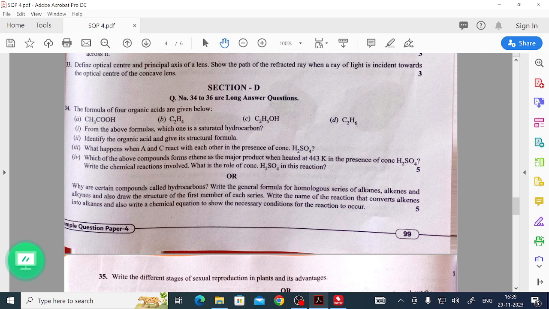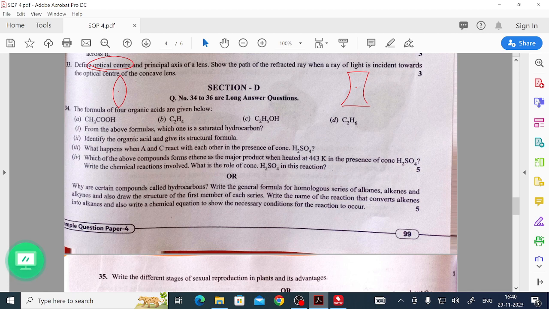Directly here itself we can solve. Direct question. Define optical center and principal axis of a lens. So the optical center is defined as the center point of a spherical lens. If it is convex, you just draw like this, and if it is concave, draw like this and then give the answer. This point we call the optical center.